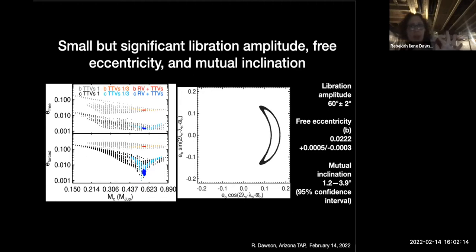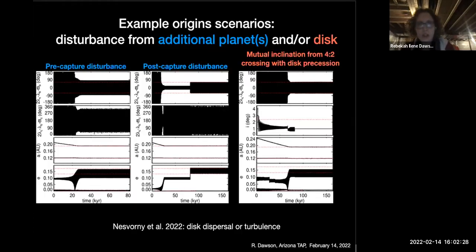So this is a system where it seems kind of quiet. There's like two giant planets. They're not ultra eccentric. They're close to the star, but there's a bit of a sign of disturbance with this libration amplitude and free eccentricity and mutual inclination. So we've been exploring different scenarios that could help explain this.